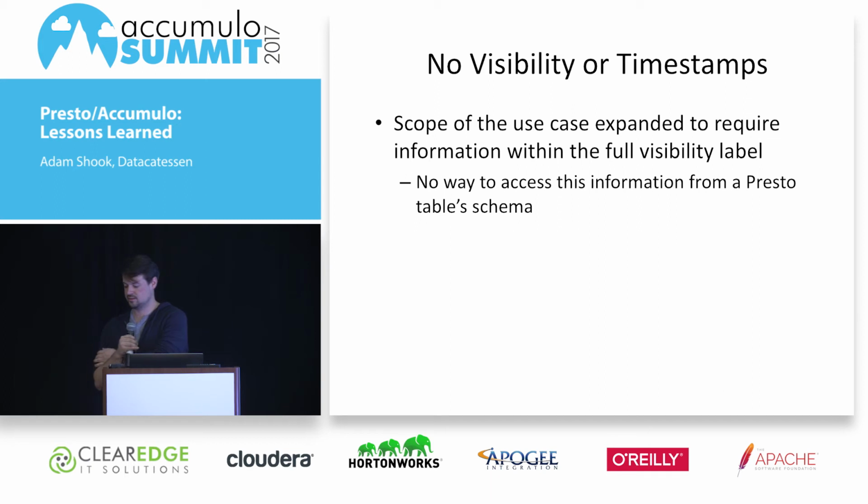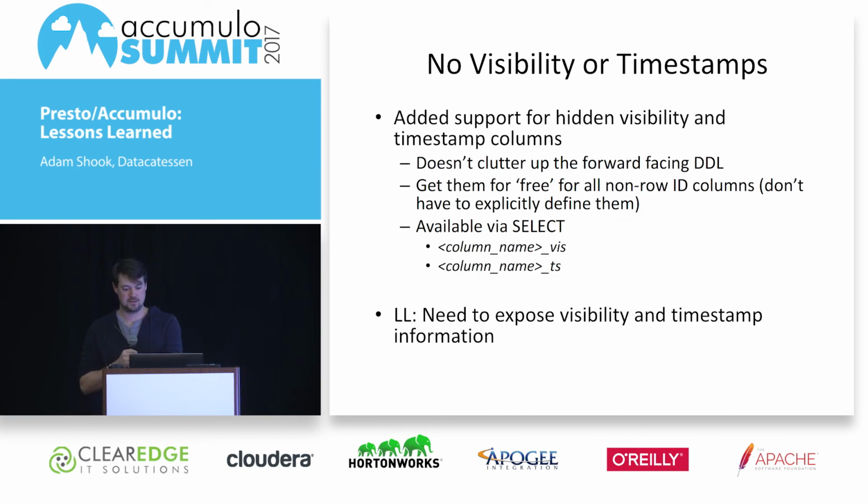And we didn't want to add it to the DDL where you have to explicitly define everything, because it's weird from a SQL perspective, since SQL doesn't really have visibility labels or timestamps. You have to add them manually. And it just mucks up your DDL where if you have 100 columns, you now need to go and define a visibility column and a timestamp column for everything.